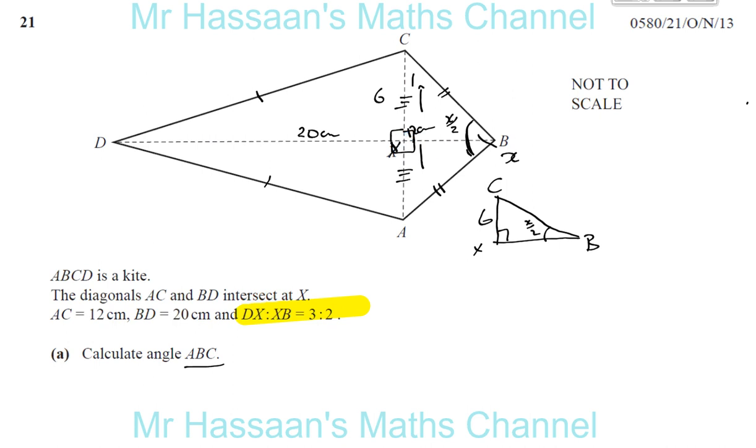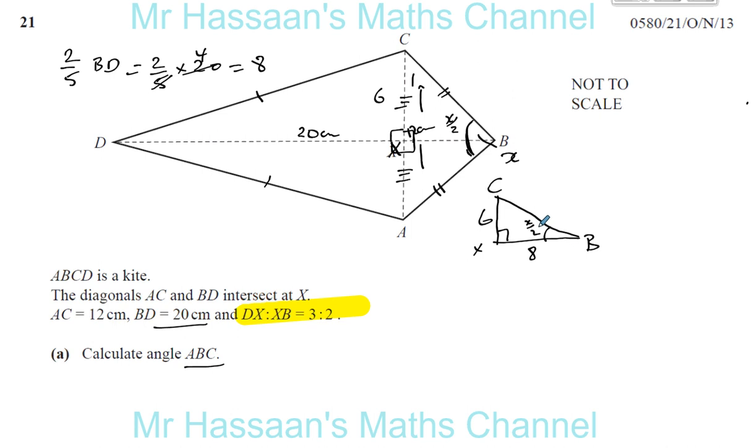This is x here, x to b. So this is 2 parts out of 5 parts of the whole of this line. So it's 2/5 of the whole of this line. So x to b will be 2/5 of the length from b to d. And we know that b to d is 20 centimeters. So it's going to be 2/5 times 20, or 5 goes into 20 4 times. 2 4s are 8. So I know now that x to b is 8 centimeters.